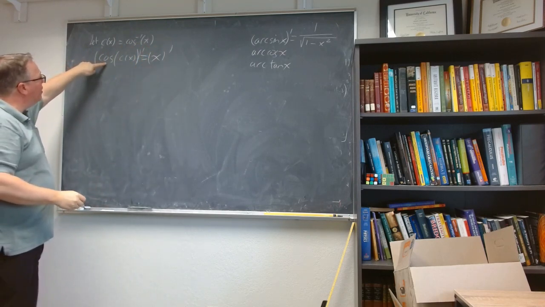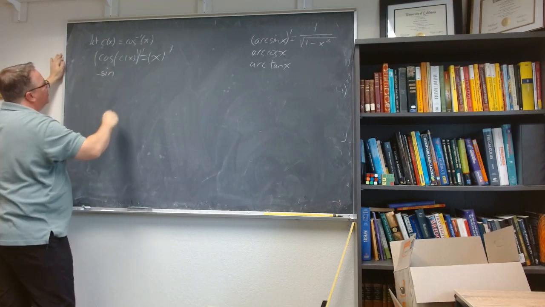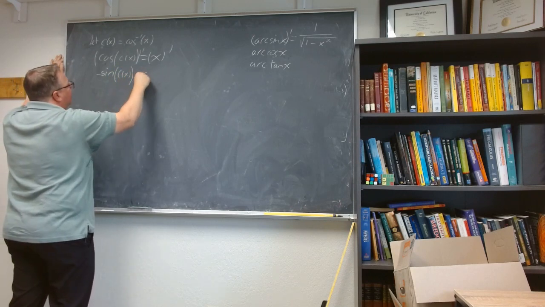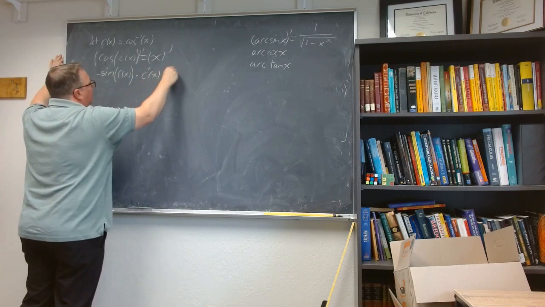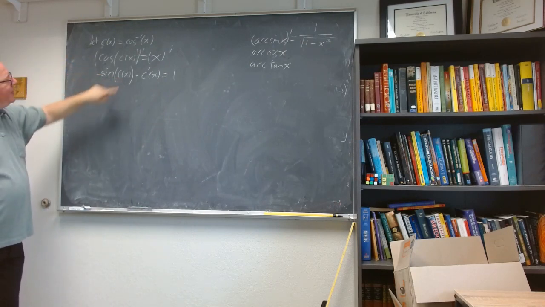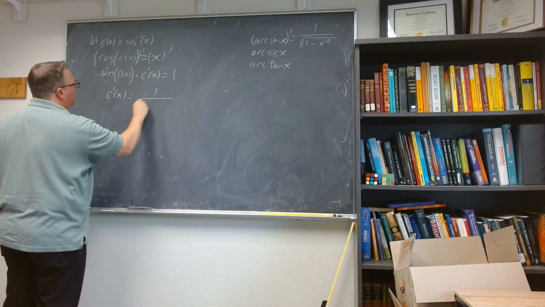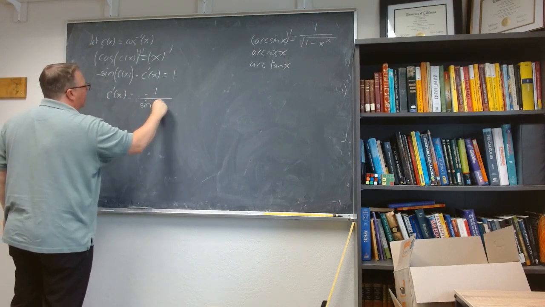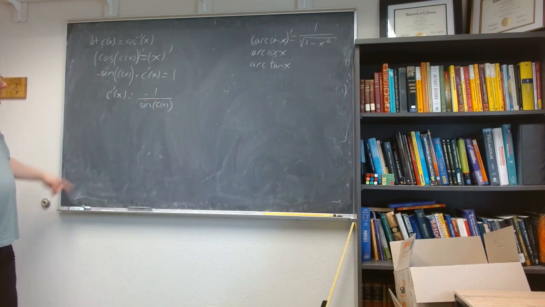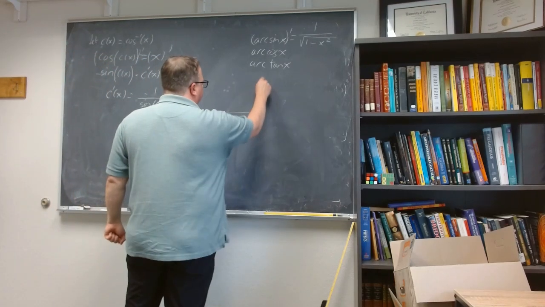And applying the chain rule on the left, we get derivative of cosine is negative sine. The derivative of c of x will be applied outside, and that must equal 1. And so here we have this negative sine of c of x. So c prime of x is negative 1 over the sine of c of x. Okay, great. But what is the sine of c of x? Well, we have to draw a picture.